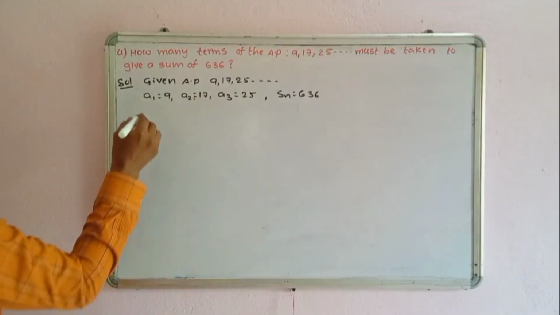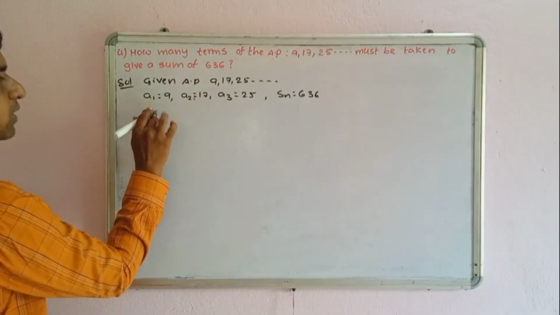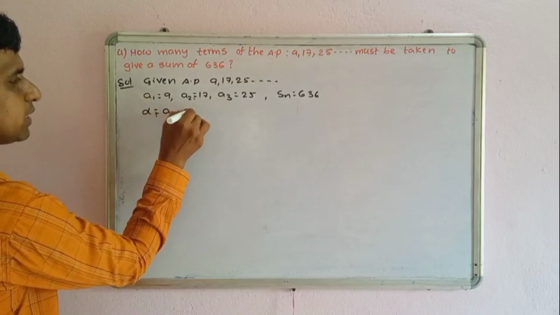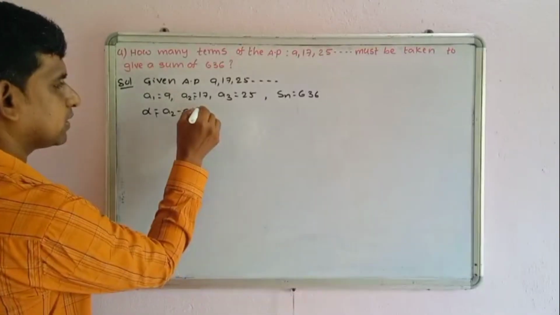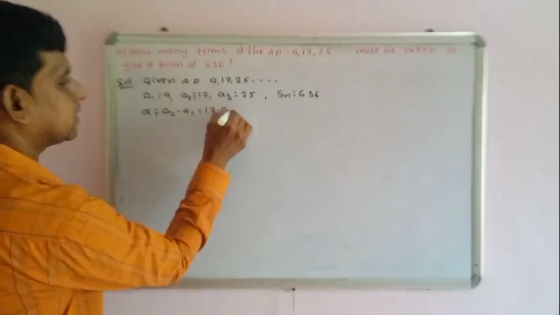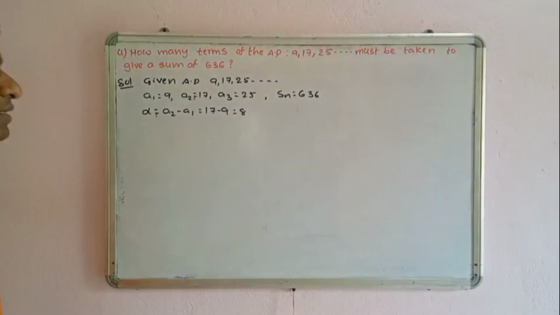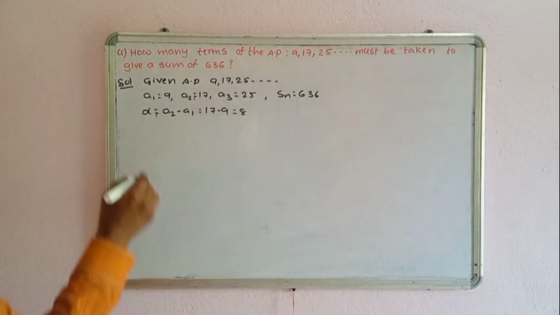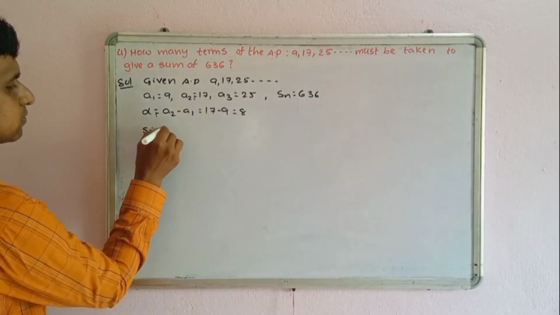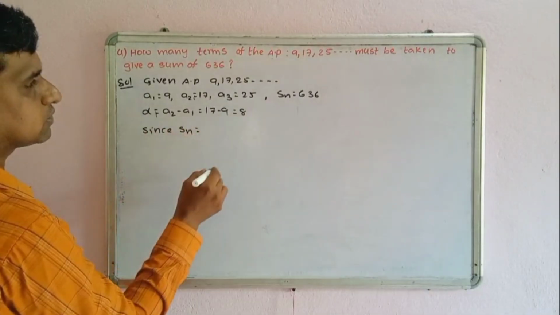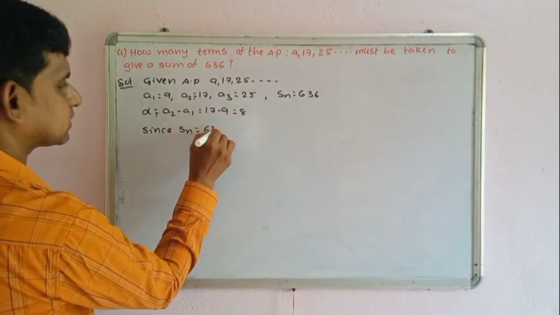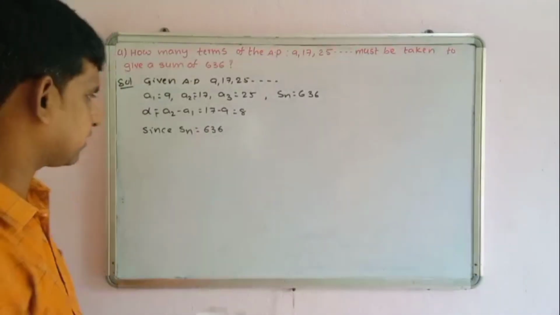Okay, first what is D? D formula. D equals A2 minus A1. A2 minus A1, that is 17 minus 9, that is 8. Okay, 17 minus 9 is 8. Now since Sn equals 636, now we will find the value of n.